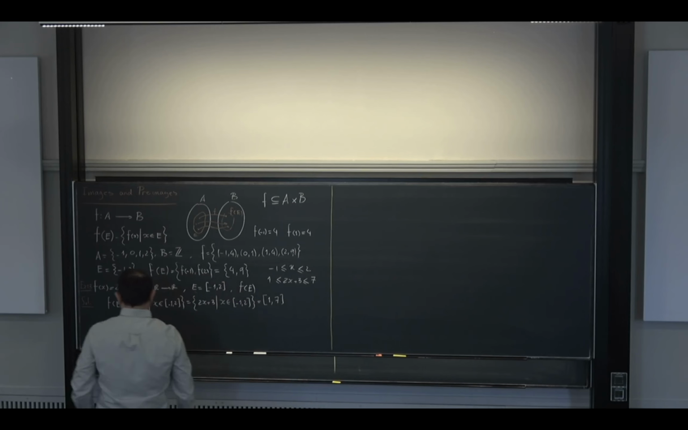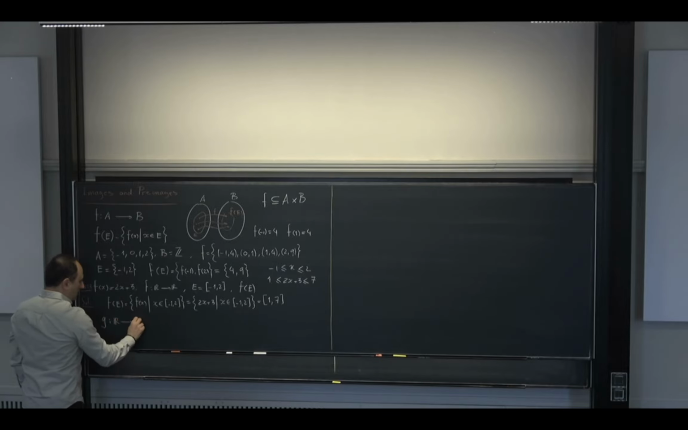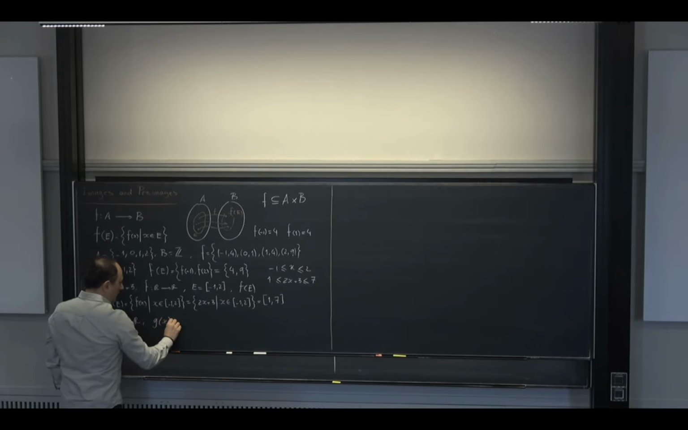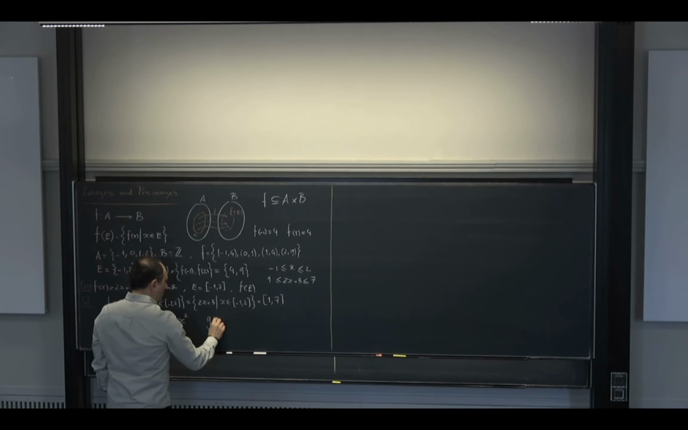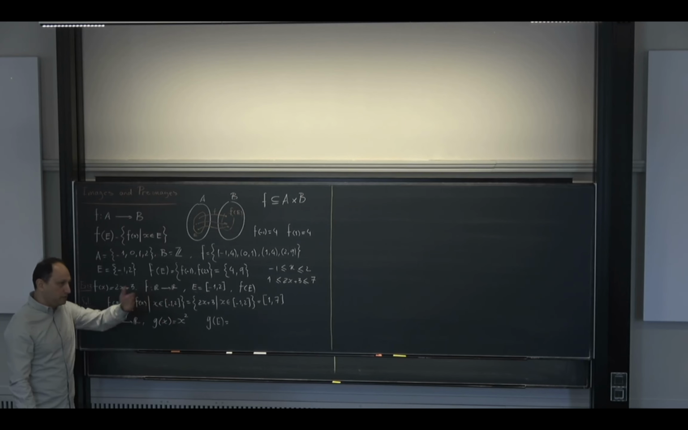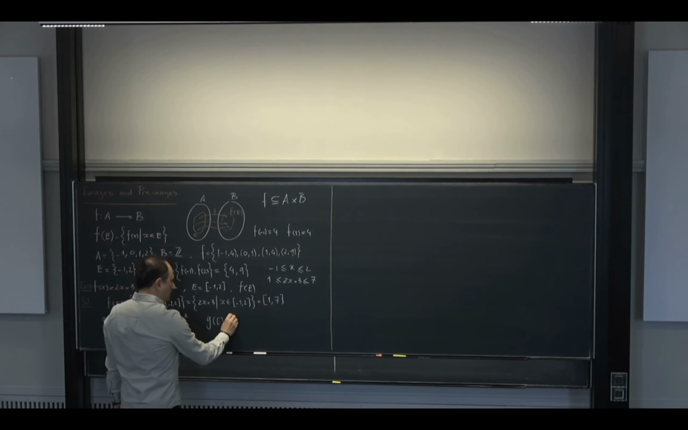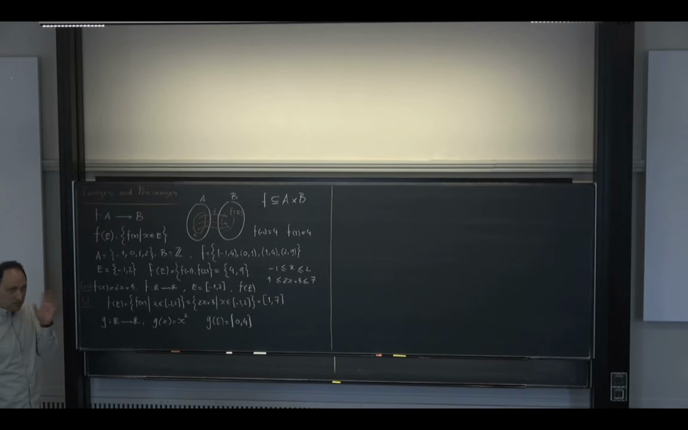Is that right? For example, let me give you this function from R to R, and let me test your intuition now. I give you g of x is equal to x squared. Can you tell me what is g of E in this case? You have numbers from -1 to 2, but this time you are supposed to square them. 0 to 4. 0 is included, 4 is also included. Is that right? Understandable? Okay.